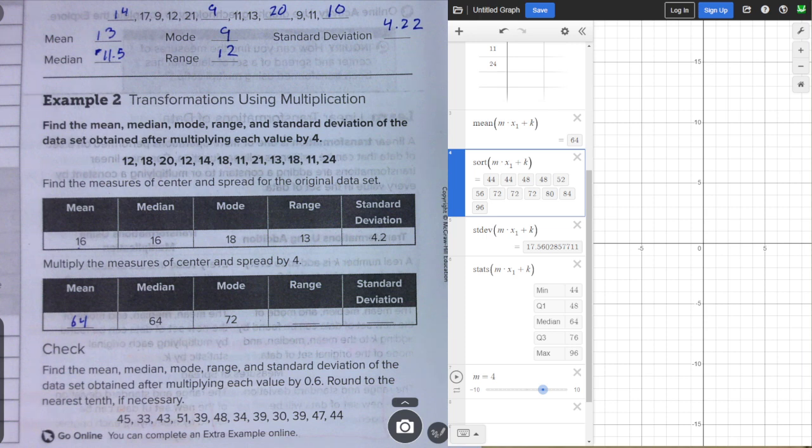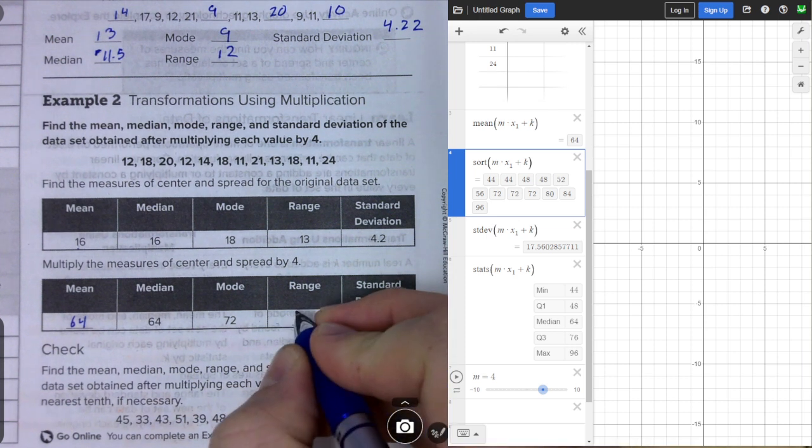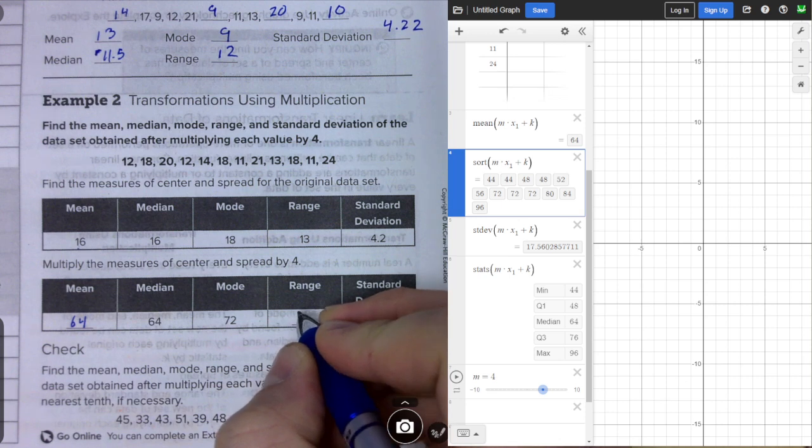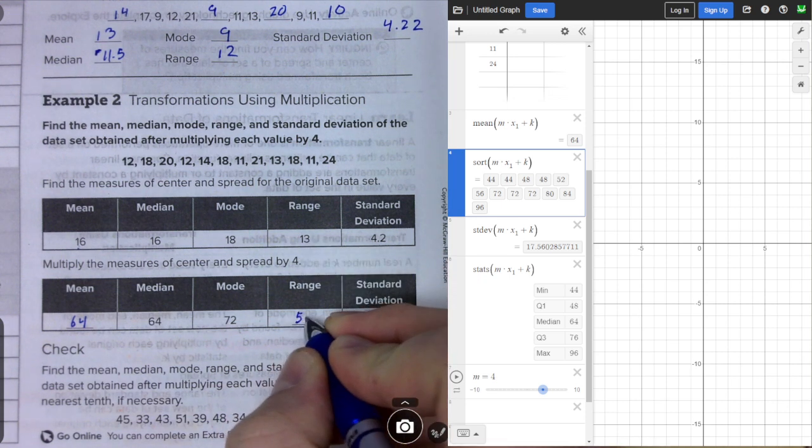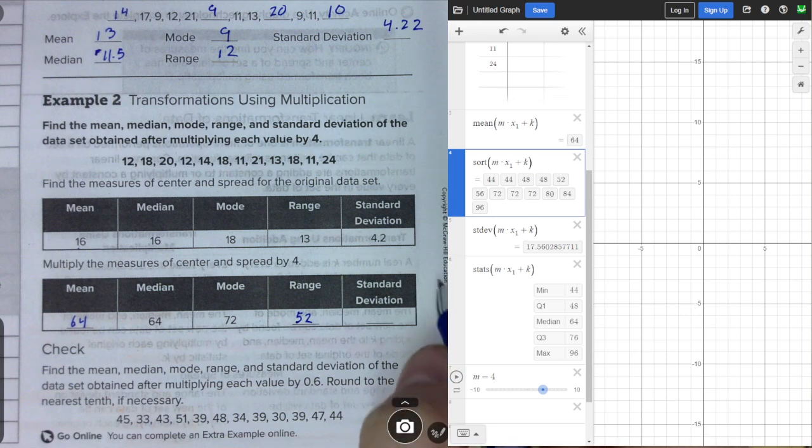The range: 96 minus 44. That'll be 52. Multiply this by 4. That'll be 40 and 12. Yep, 52. And standard deviation by 4 should be 16.4.